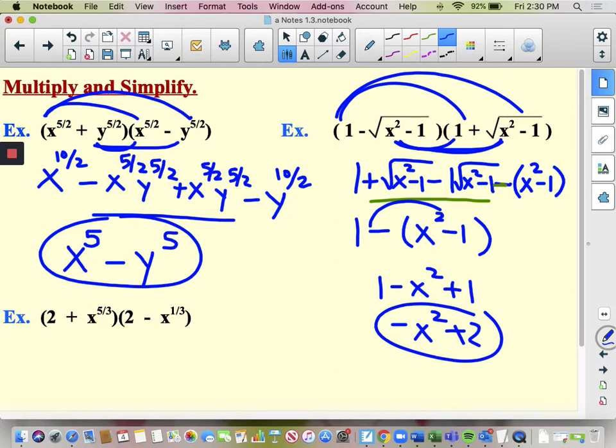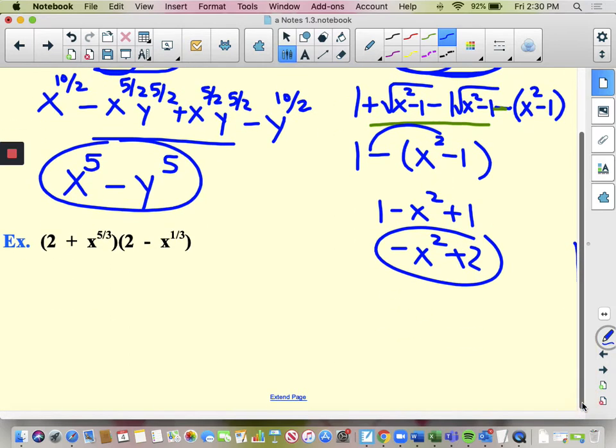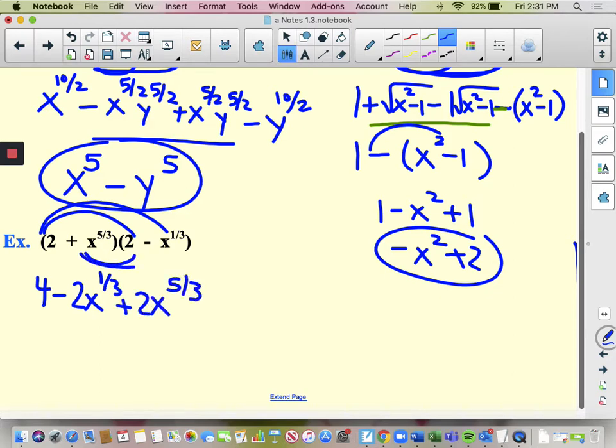Okay, and then the last one, again, similar idea, just FOILing that out, right? Binomial, binomial, so 2 times 2 is 4, 2 times x to the 1/3, 2 times x to the 5/3, and then an x times an x. You add the exponents, so 5/3 plus 1/3 is 6/3. And then we can simplify a little bit. Of course, 6/3 is 2.